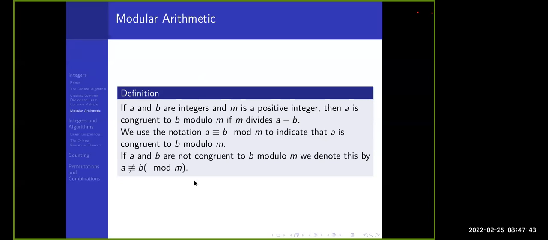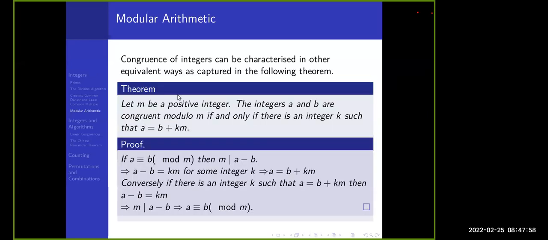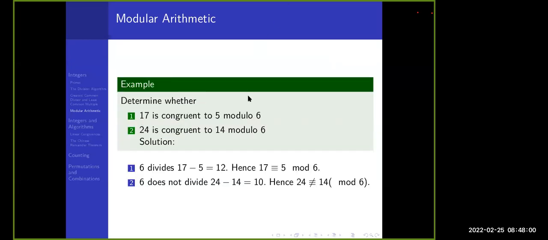Okay, so we look at some examples now to illustrate this. This first example is asking us to check if 17 is congruent to 5 modulo 6. So we want to check if 17 is congruent to 5 modulo 6.